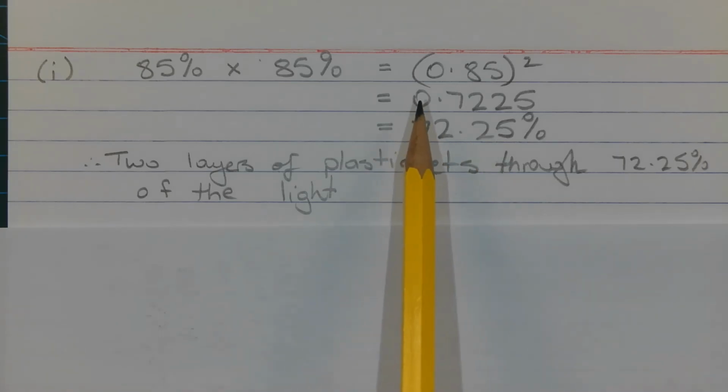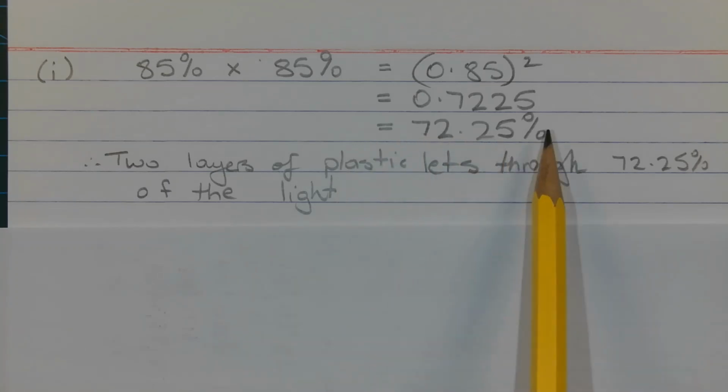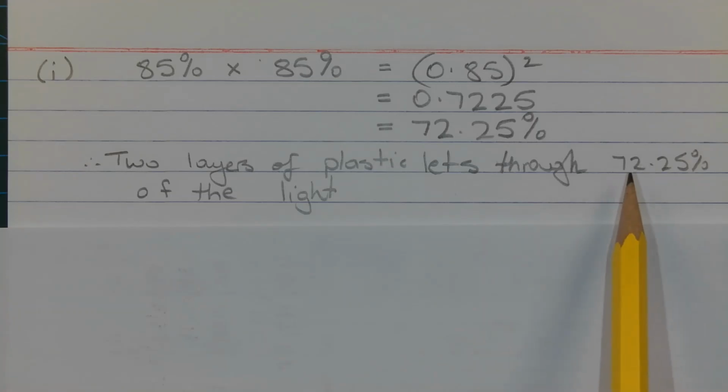And that evaluates to 0.7225, which equals 72.25%. Therefore, 2 layers of plastic lets through 72.25% of the light as required.